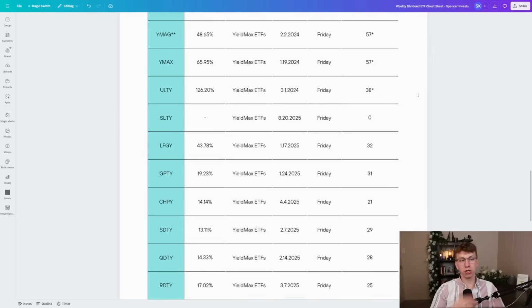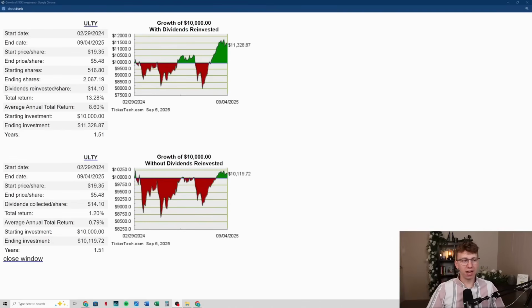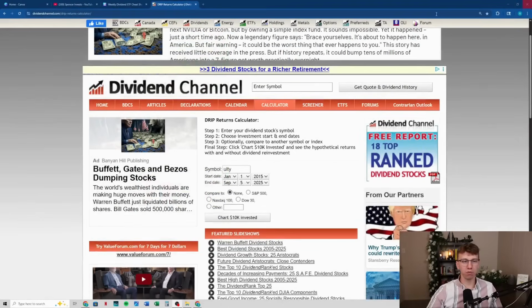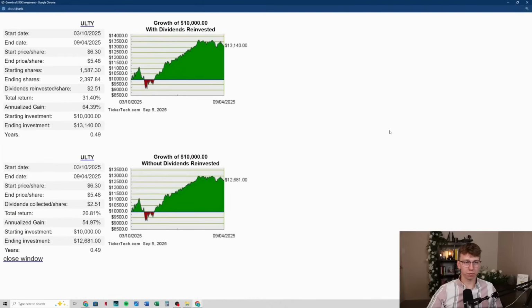So now we're going to put ULTY in a drip calculator, and then we'll go through all of our picks and see what the best performers are and get that total account yield. The total return for ULTY is still very, very solid. We can see 13.28%, an average annual total return of 8.60%, but this is factoring in before the switch, before the change. So we're going to go to March 10, that's the rough period of when it changed, of 2025, and boom. Here's what we're really looking at.